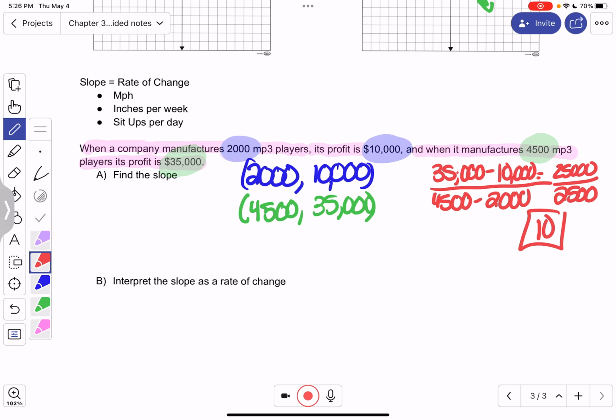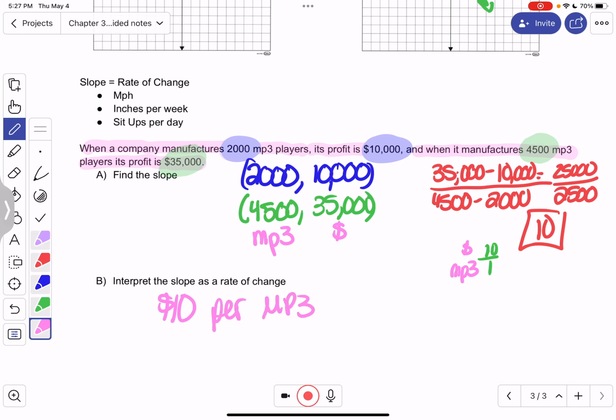What that means, and if we left it as a fraction, it would be 10 over 1. And we said X was MP3 players and Y was money. Money goes on top, right? Y goes on top. So this is like saying money per MP3 player. So they're charging $10 per MP3 player. That's how you would interpret it as a rate of change. You put it in the terms of the problem. So that is 3-4. Let me know if you have any questions.